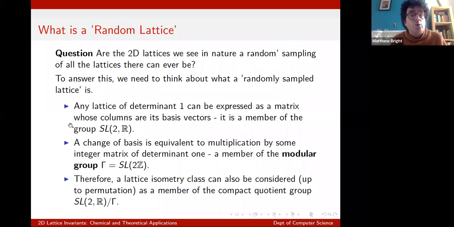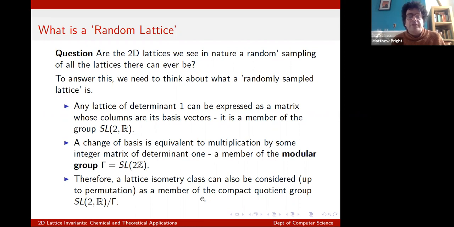So the broad story is you can express these lattices as a matrix whose columns are its basis vectors, and then any change of basis is equivalent to multiplication by an integer matrix, so a member of this well-known mathematical object, the modular group. There's a typo here, which I should have corrected. So, a multiplication by an integer matrix of determinant 1.